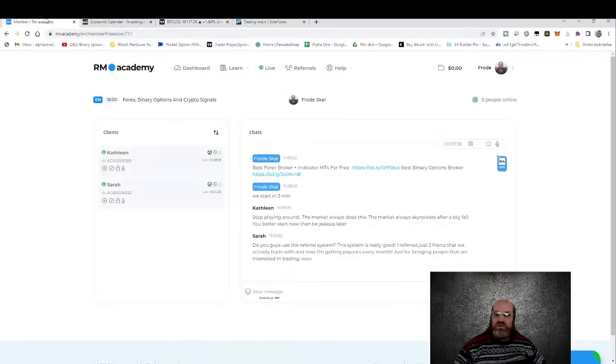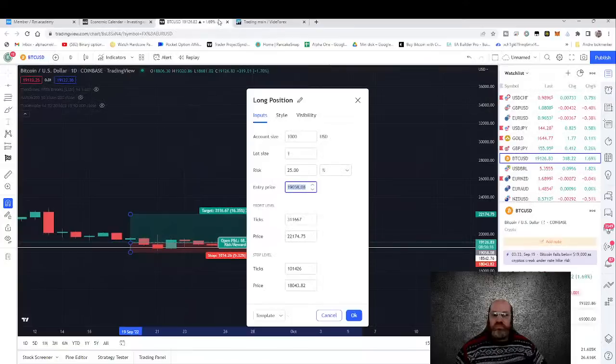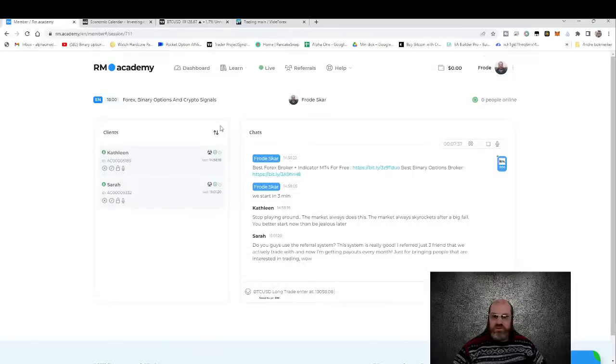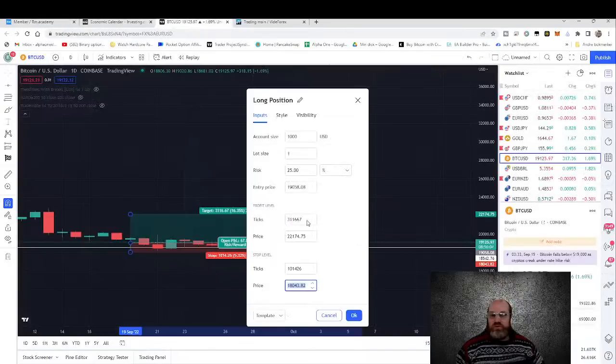So let's take BTC USD long trade, enter that. We take our stop loss level where we have it. As you can see, it's quite powerful, so we did not hit it when we did go down. Let's see if I can come in again here, and the profit level we take here.